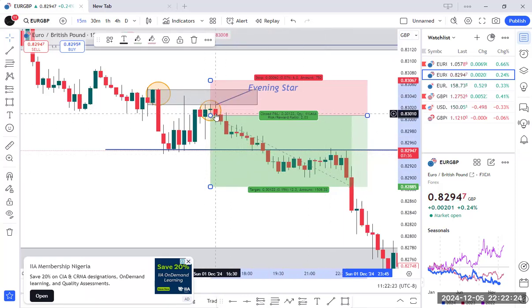Because after an evening star candlestick, you look to sell. Evening star candlestick is a sell signal. And if you notice bearish engulfing, this is a bearish engulfing here. It's also a sell signal.